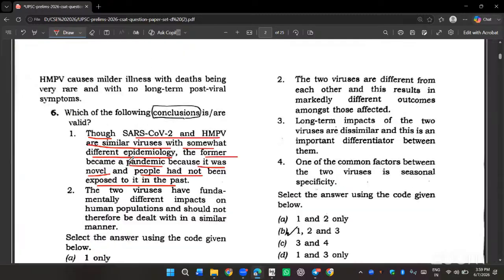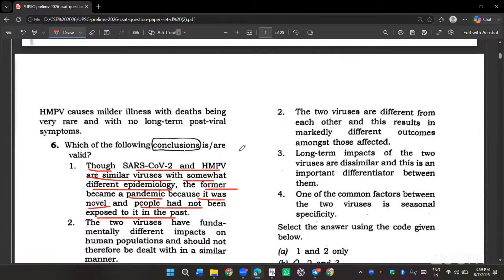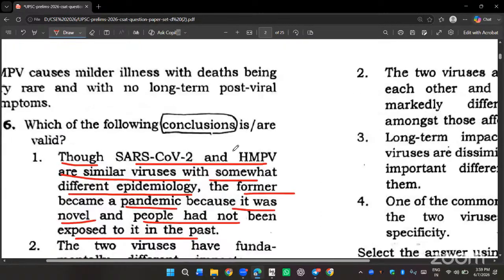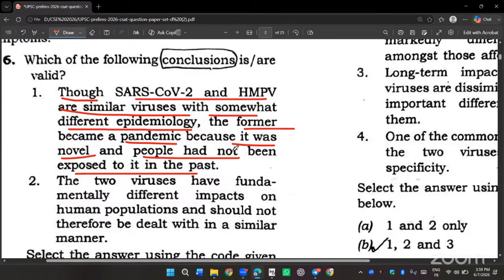Somewhat different epidemiology. Yes, correct. But similar viruses, this is wrong. Okay, similar viruses is wrong. Different epidemiology. Then next point.